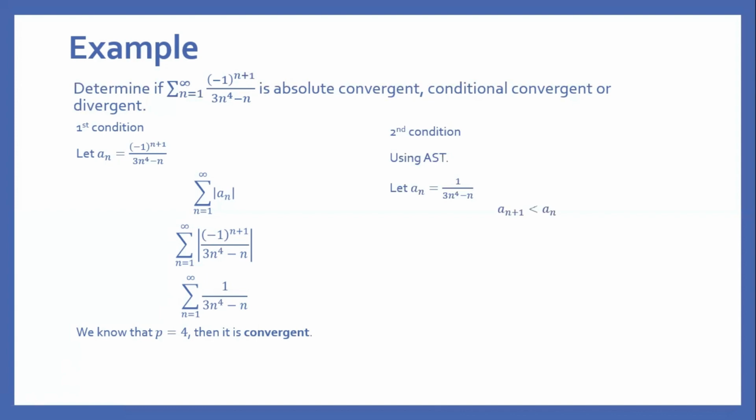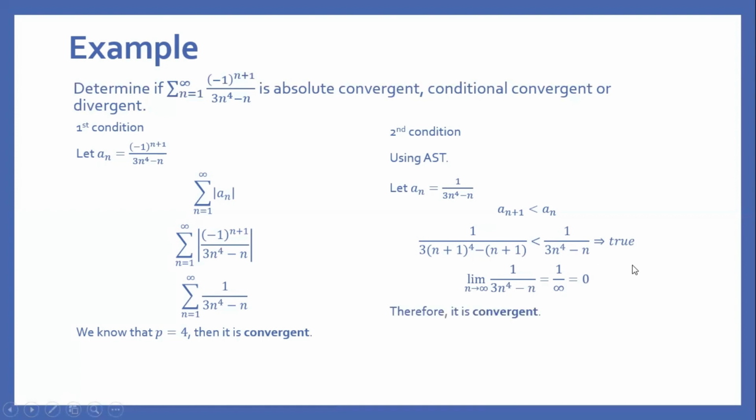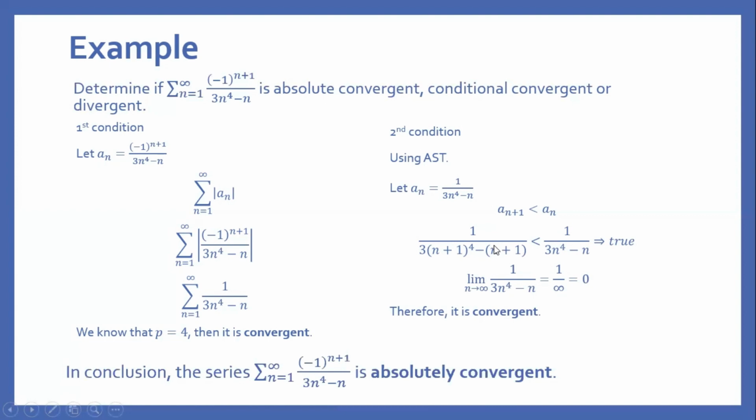Then, gawin lang natin ginawa natin kanina, substitute, then compare natin. Ayan, so mas mataas yung denominator, then mababa naman yung value nito. Then, masasabi natin yung 1 over 3 times n plus 1 raised to 4 minus n plus 1 is less than 1 over 3n raised to 4 minus n is true. Then kunin natin yung kanyang limit. So kapag sinimplify natin agad, magiging infinite yung denominator natin and then 1 over infinite which is 0. So that is a convergent. Dahil convergent silang pareho, in conclusion, the series of negative 1 raised to n plus 1 over 3n raised to 4 minus n for n equals 1 up to infinity is absolutely convergent.